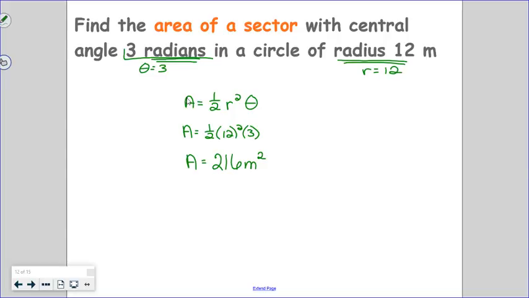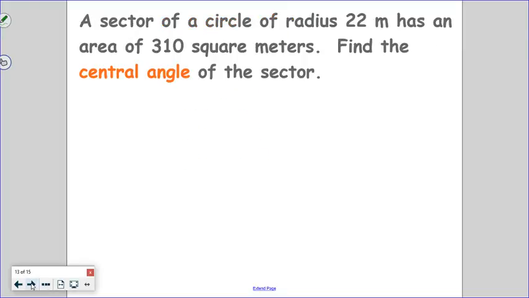Questions on that? So that one's just a straightforward, put them in the right place in my formula, type it into my calculator. So let's look at some other versions that are not as straightforward. A sector of a circle of radius 22 has an area of 310 square meters. Find the central angle of the sector. So on this one, the question mark is, what is theta, right?